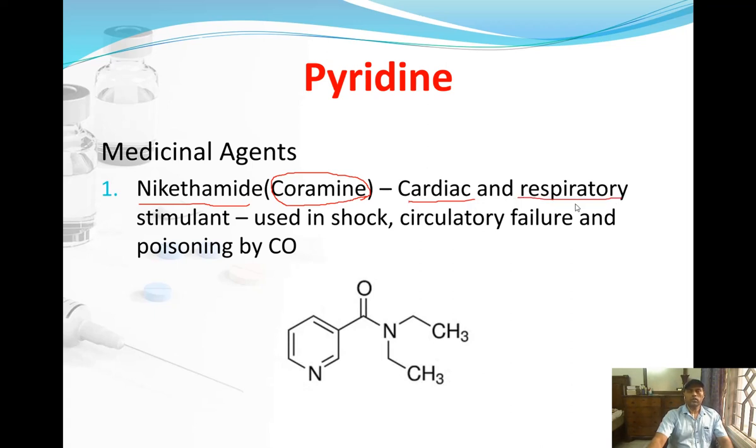So, a respiratory stimulant in case of breathlessness, where the oxygen is needed, or also in case of poisoning of carbon monoxide. It's also used as a cardiac stimulant as well as a circulatory stimulant, or in cases of circulatory failure. So it is also used in shock. So these are the uses of nicotinamide. Nicotinamide is a derivative of pyridine. As you can see here, the pyridine ring, right? This is the structure of nicotinamide.